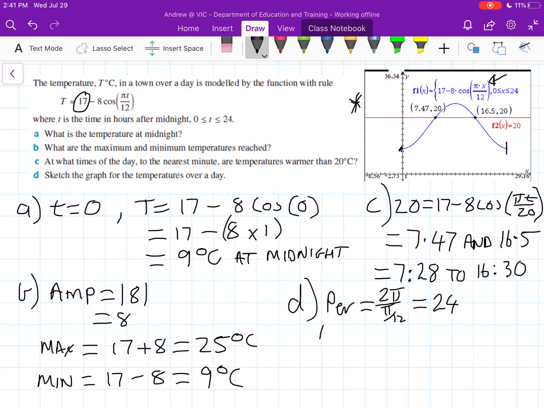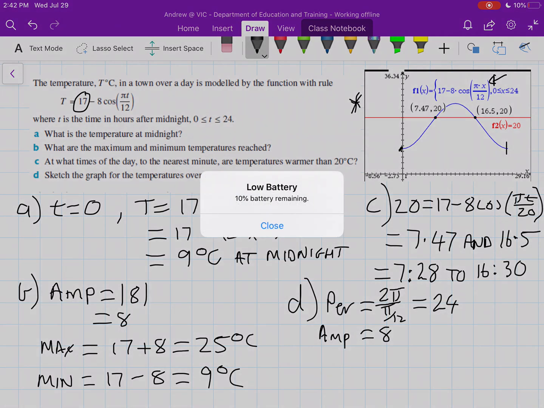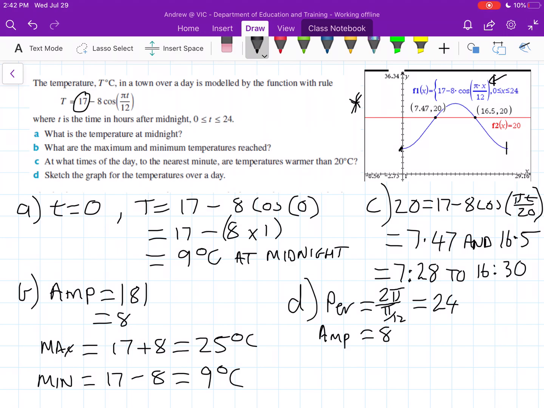Our amplitude, we've already worked out, is equal to 8. And our middle point, where the average value is, is going to be at 17. So this is sort of like the middle part. It's been translated up 17 from the x-axis.